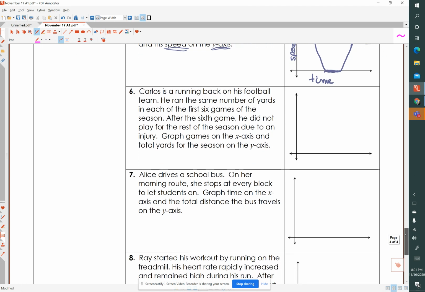Carlos is a running back on his football team. He ran the same number of yards in each of the first 6 games. Okay, this is going to be linear, same number of yards. In fact, it will be a direct variation. We'll understand that later in the term. But he ran the same number of yards in each of the first 6 games of the season.